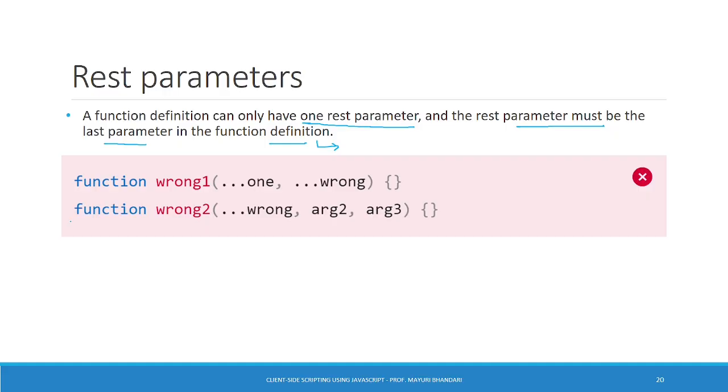So these two are wrong function definitions, because in the first definition we have passed two rest parameters, which is not required and not allowed, and in the second definition we have passed the rest parameter as the first argument, which is not allowed, because in this definition the rest parameter is specified in the beginning. Instead, it should be specified at the end of the function definition.